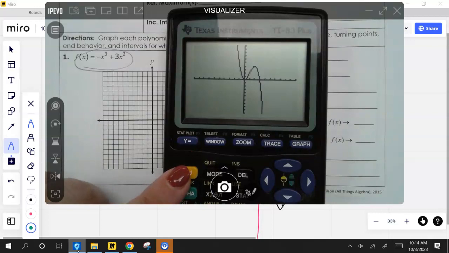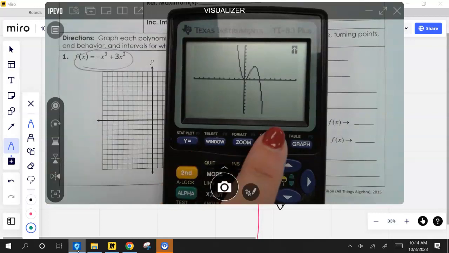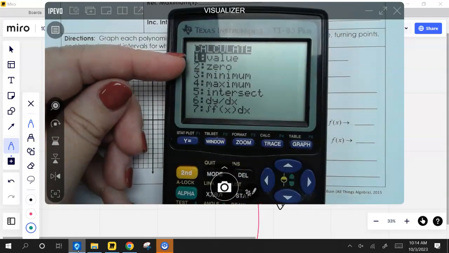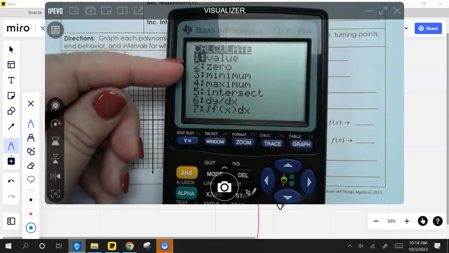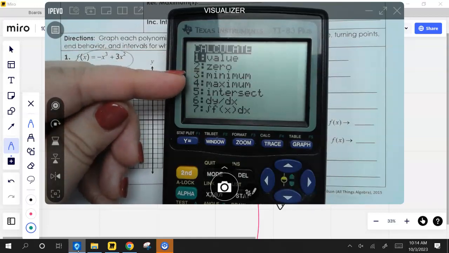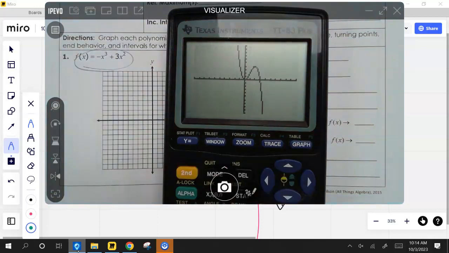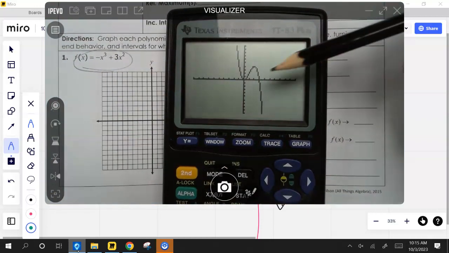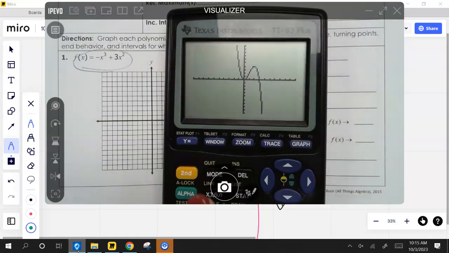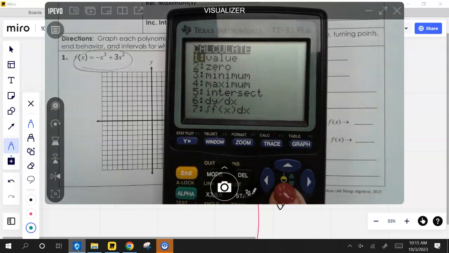Second, trace, okay? Notice option 2 says 0. That's where it crosses the x-axis. Option 3 is minimum, and option 4 is maximum, okay? Remember what that graph looked like? I'm going to work on this point first, so I'm going to choose what? Minimum. So second, trace, and I'm going to choose number 3, minimum.